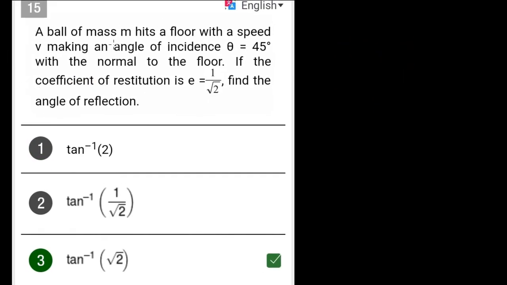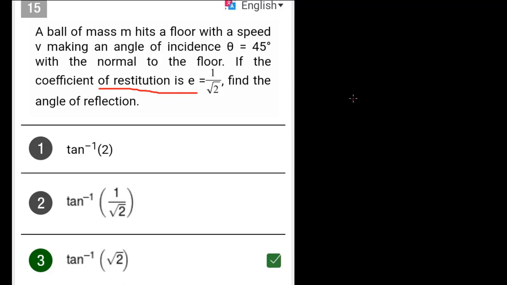A ball of mass m hits a floor with speed v, making an angle 45 degrees with the normal of the floor. If the coefficient of restitution is 1 upon root 2, find the angle of reflection.